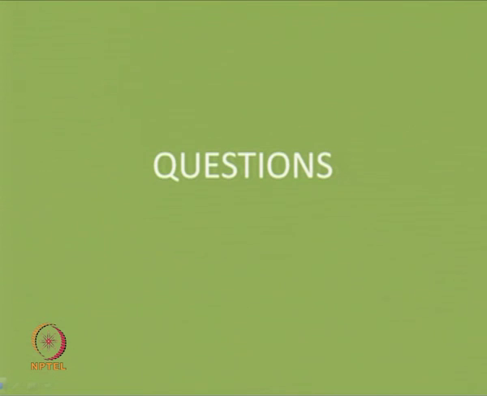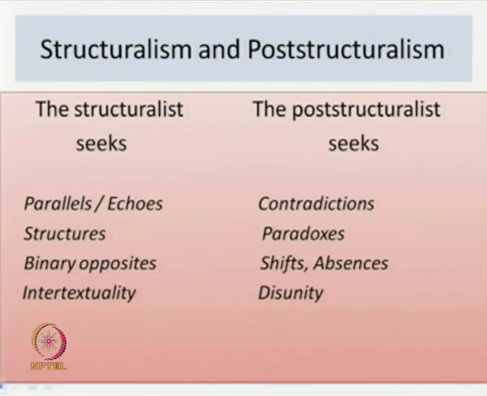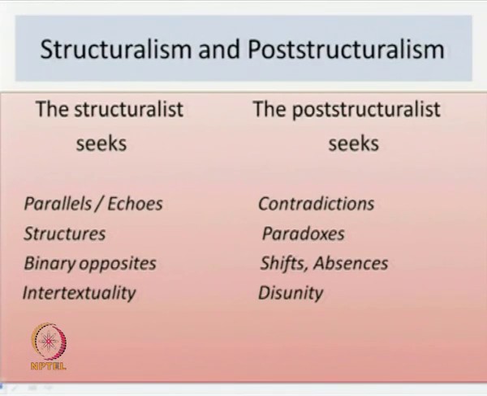The next lecture would be on post-structuralism, and I am quickly giving a preview here. When you talk about structuralism versus post-structuralism, we see that a structuralist critic would seek parallels and echoes in the text as a system. It would look at structures, at binary opposites, seminal binary opposites of the text, and at intertextuality, while the post-structuralist critic would move beyond that and search for contradictions in the text. And how, as was famously said, a text fails itself. Look for contradictions, paradoxes, shifts, absences, disunity, and really the impossibility of meaning.